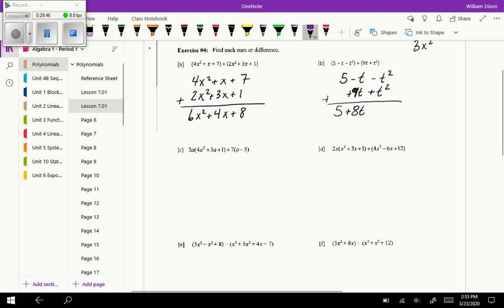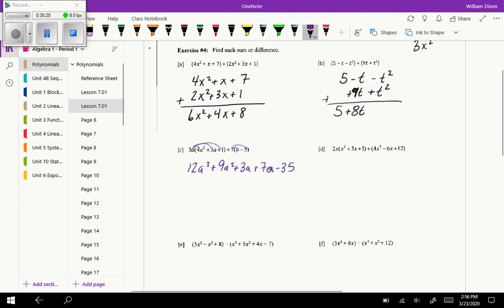I've been saying that all year on purpose, just that way, because the first thing you have to do here is, yep, you have to distribute. So I'm going to distribute the 3a, and then I'm going to distribute the 7. So when I do that, now we're multiplying, so we add the exponents. So I'm going to get 12a cubed plus 9a squared plus 3a, plus 7a minus 35.